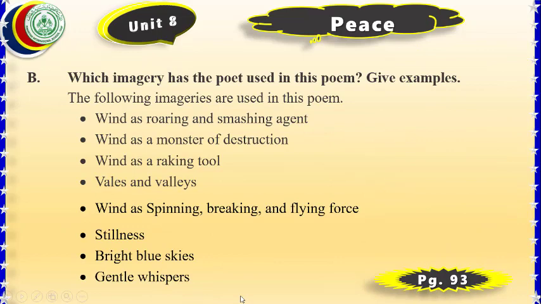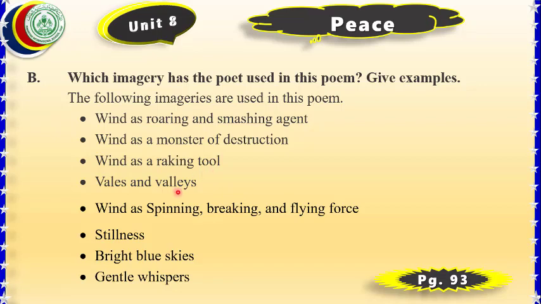Dear students, this is exercise B. In this exercise, we are asked which imagery the poet has used in this poem. Give examples. I have written here some examples. You can find others also. For example, I have mentioned here wind as a roaring and smashing agent. Wind is used as a monster of destruction. Wind as a raking tool.